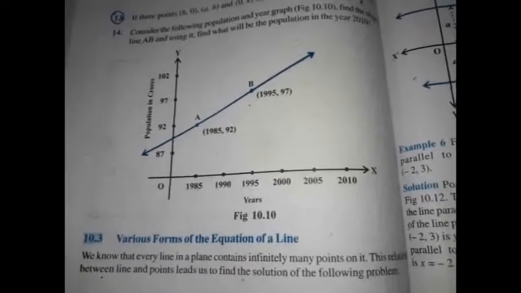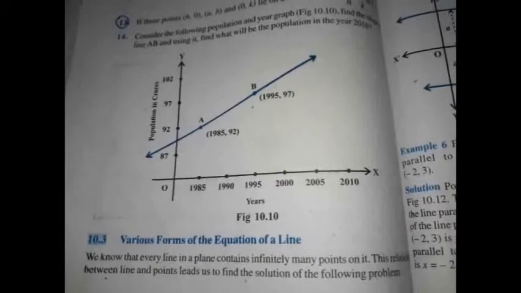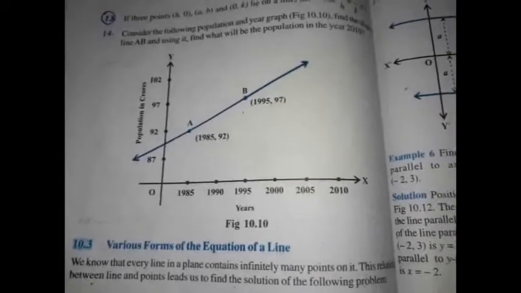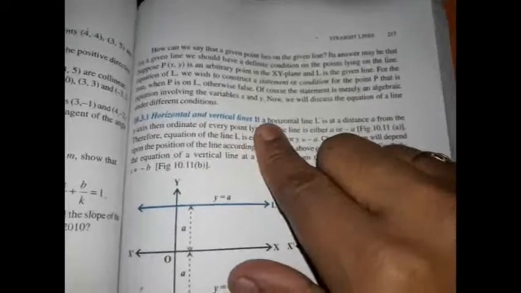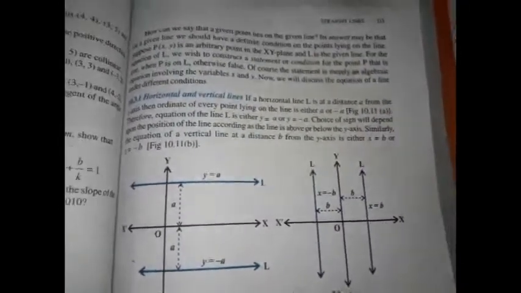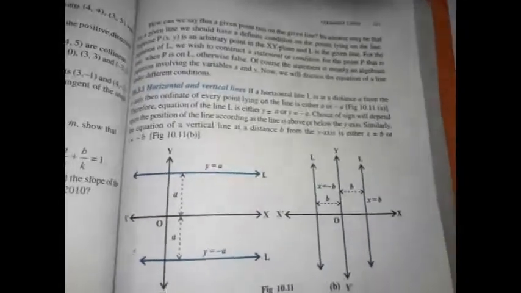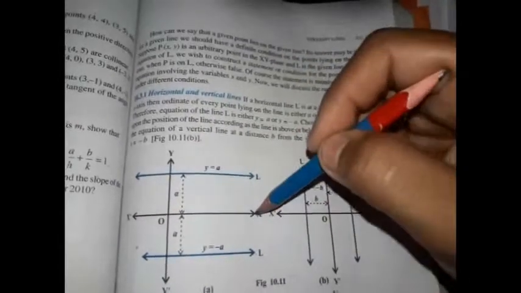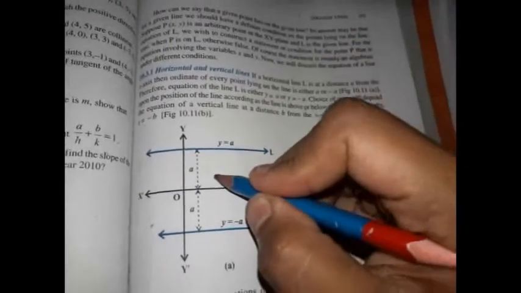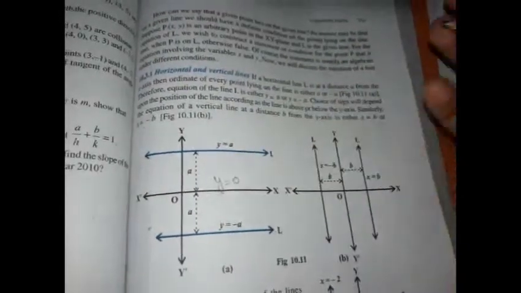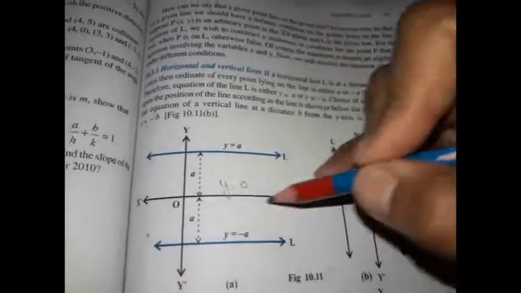First, we are going to write the equation of a line using the slope. There are many forms. To start with, they have given the horizontal and vertical lines. This is a very basic thing we know already. What is the equation of the x-axis? The equation of the x-axis is y equal to 0. This is your horizontal line.